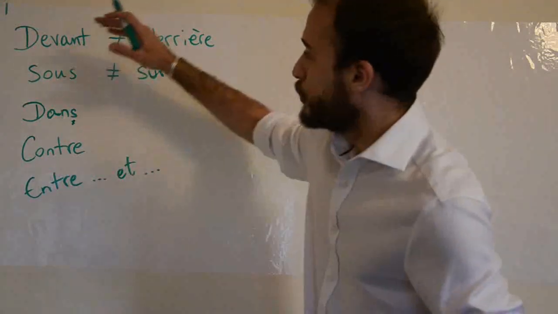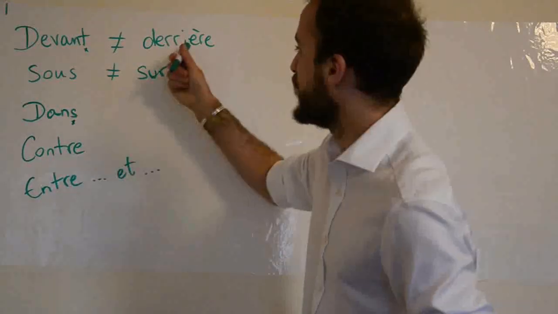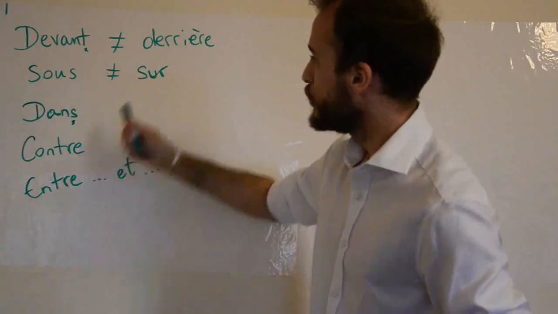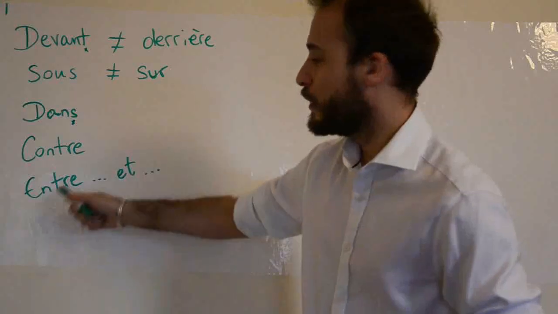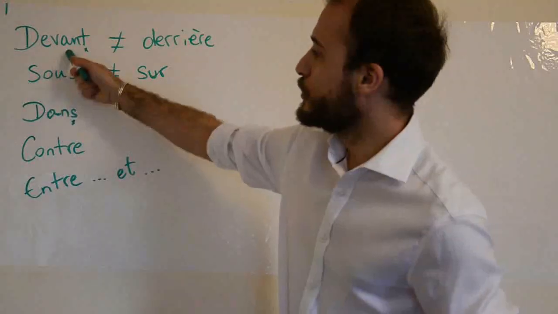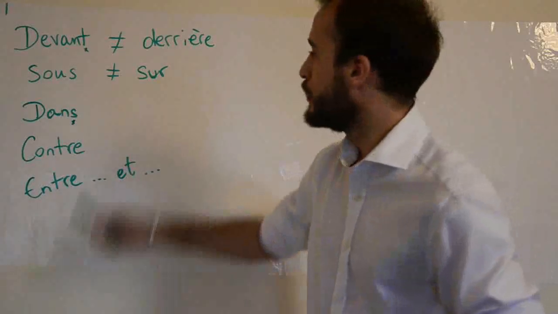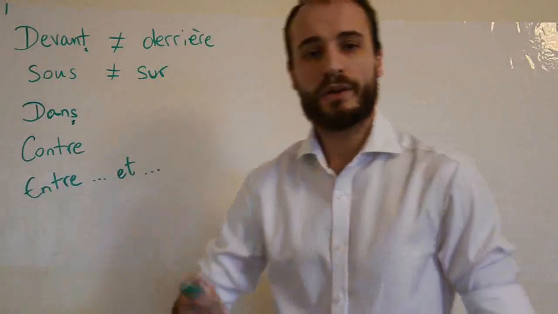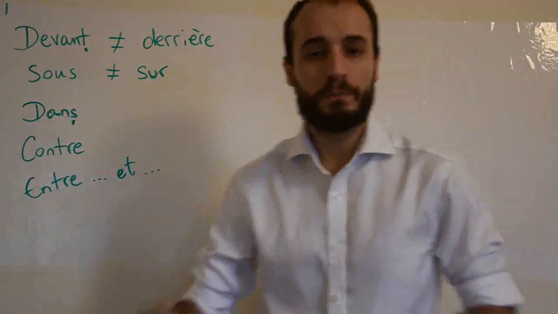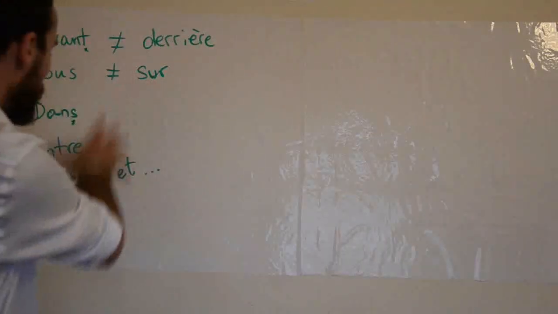So I repeat once again: devant, you don't pronounce the T here, devant, derrière, sous, sur, dans, contre, entre. So devant, in front, derrière, behind, sous, under, sur, on the top, dans, in, contre, against, entre, between. So this is my first list.